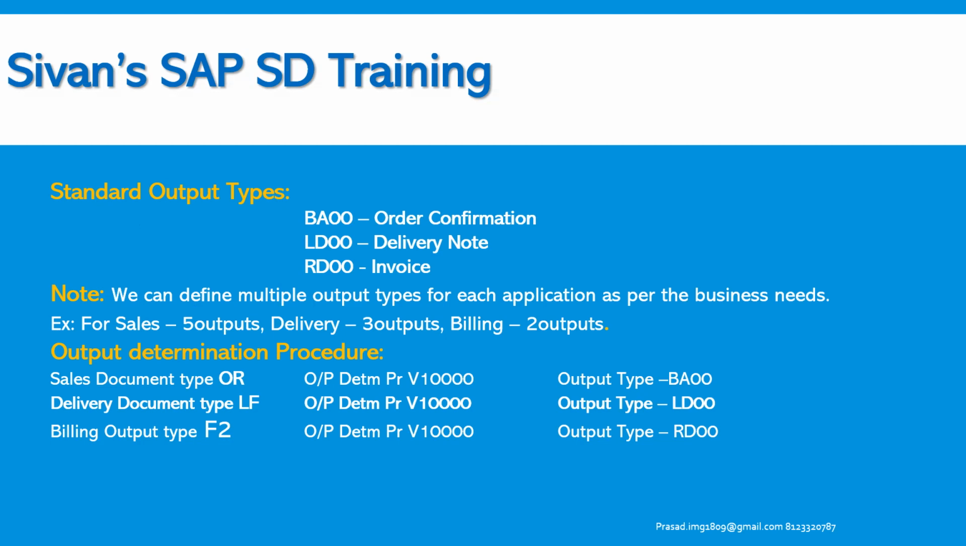What is the output determination procedure? It is the combination of sales document type, output determination procedure, plus output type. In a similar way, for delivery it is the delivery document type, LF, the standard document type, output determination procedure, followed by the output type. If you are doing it for billing output type, it has to be the combination of billing document type F2, output determination procedure, and then output type.